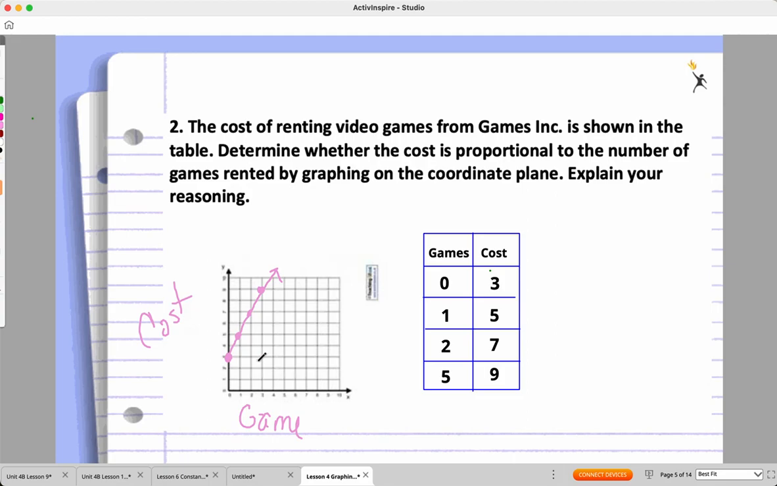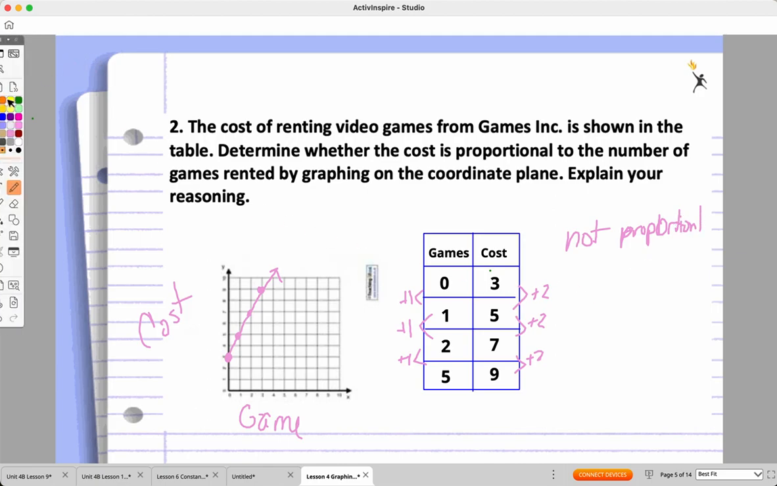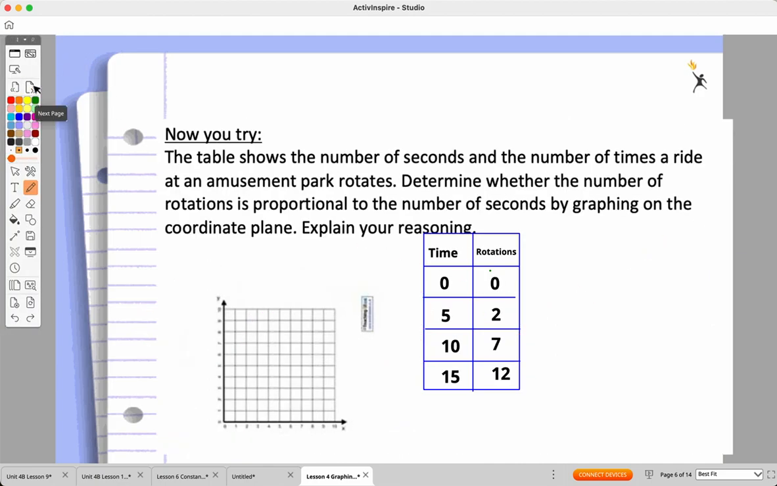Again, do we meet that constant rate of change? Yeah, this is plus 2 every time. But the problem is it doesn't start at 0. You've got to pay ahead of time, so this is not proportional. And that's what we're going to say. Since it does not start at 0, it's not proportional, because it does not start at 0, 0, at the origin.